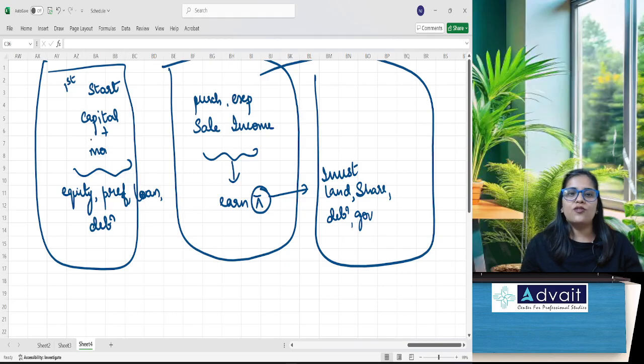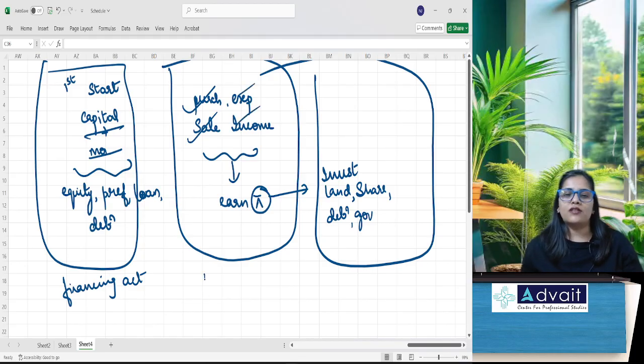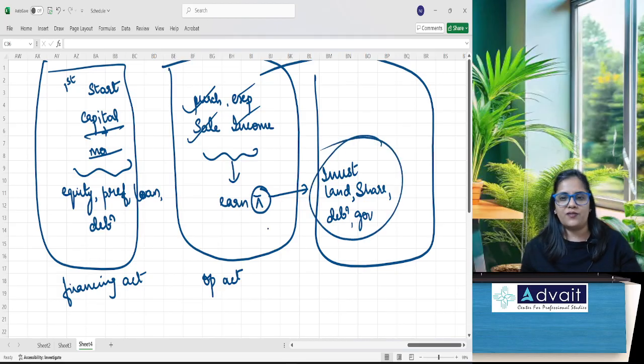Anything which relates to capital, borrowings, or the long term liability side of the balance sheet is called a financing activity. Anything which relates to operations of the business, that is purchase, sale, income, expenses, earning profit, is an operating activity. And anything which relates to your investments is an investing activity.